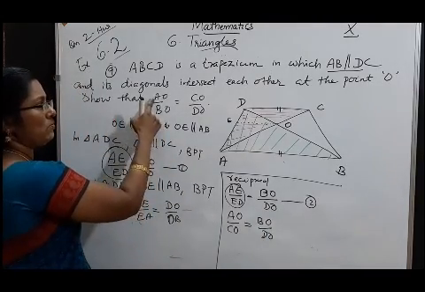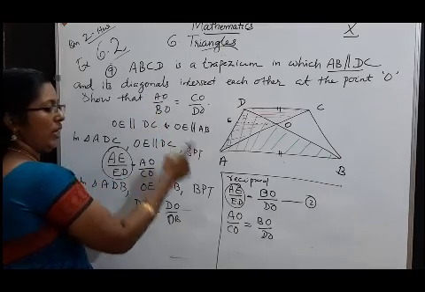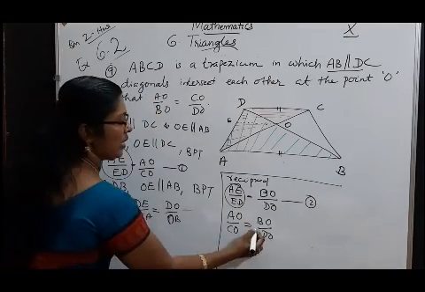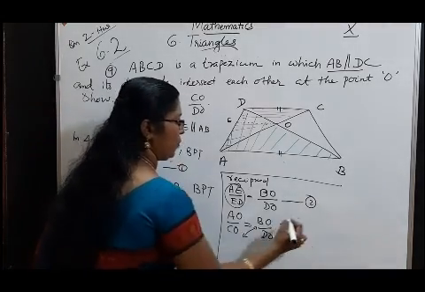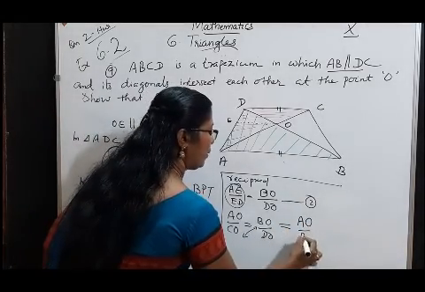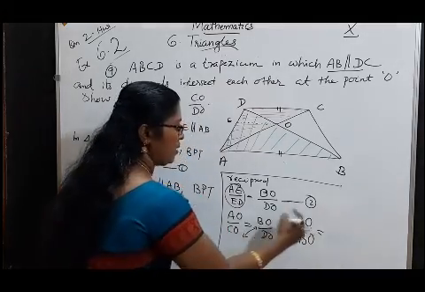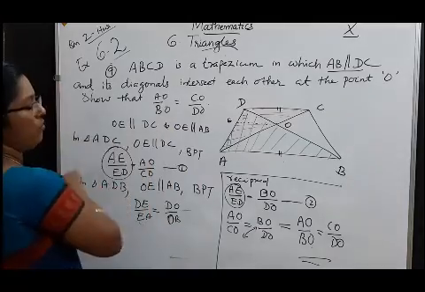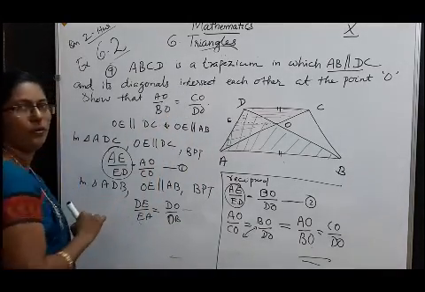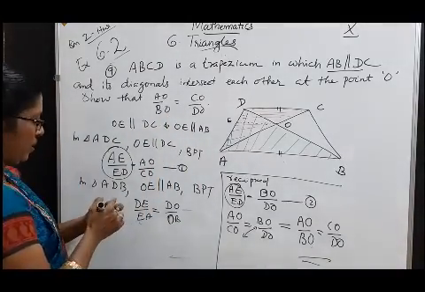Here our proof is, we want to prove AO by BO. Here AO by CO. So mutually interchanging you get AO by BO equal CO by DO. Okay? Hence proved. I repeat.